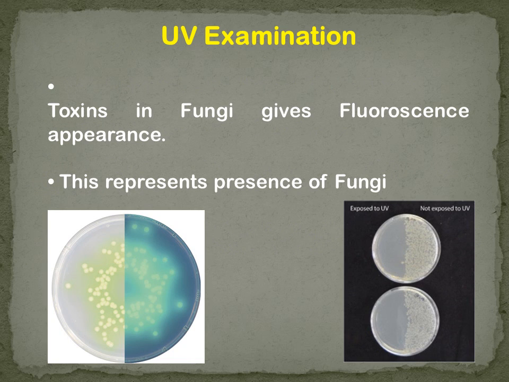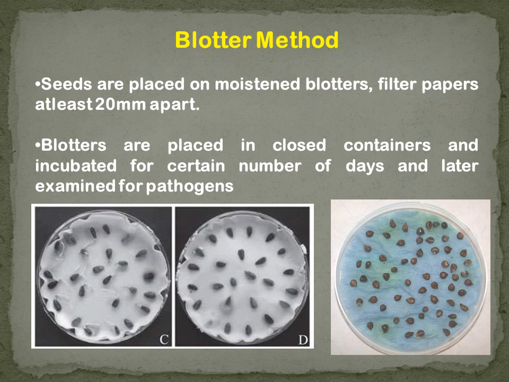Next is UV examination. In UV examination, toxins in fungi give a fluorescent appearance. If you see the slides or petri dishes, they show a shiny appearance. By doing so, you can confirm that the presence of fungi is found in that particular seed.